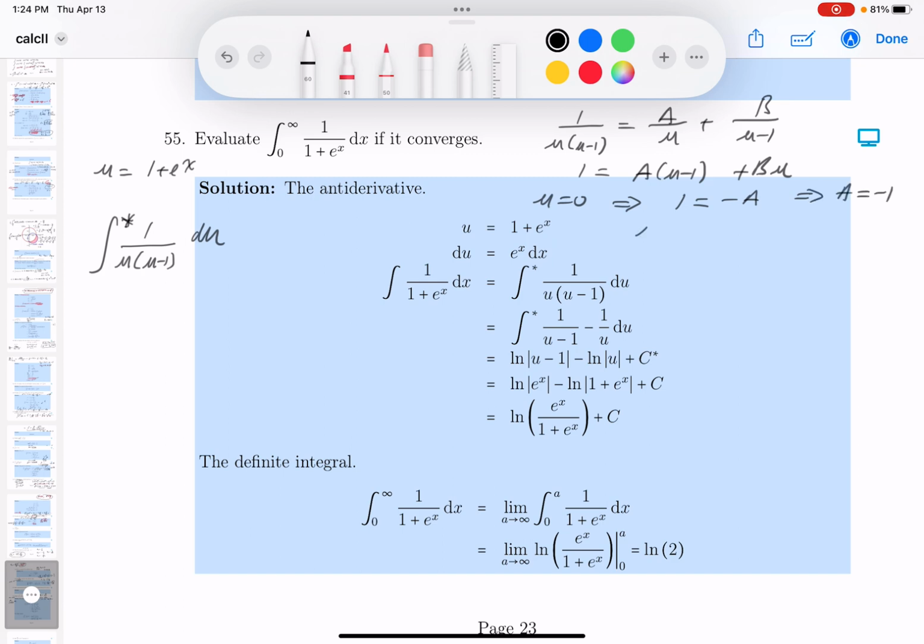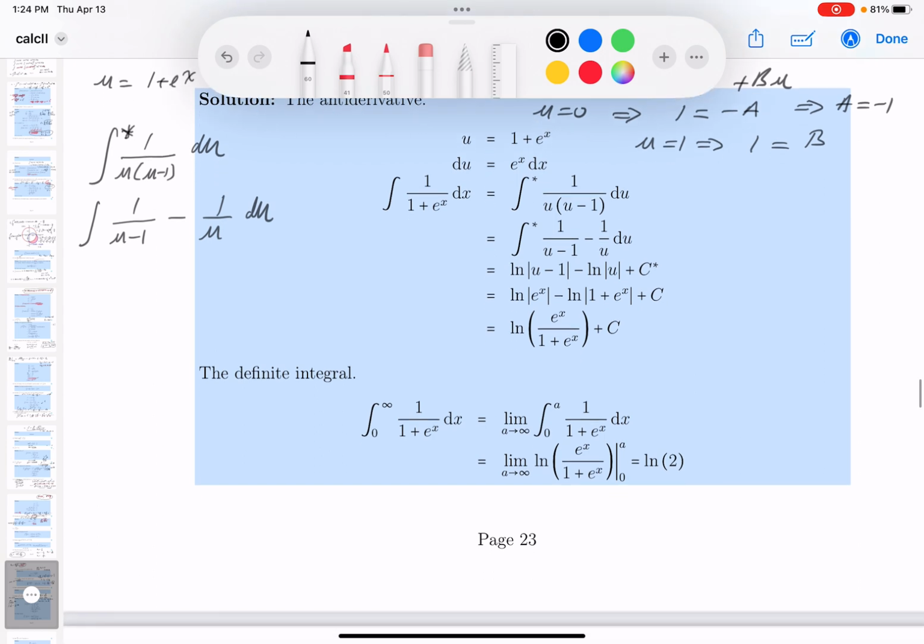All right? I'm going to pick another easy u. I'm going to pick u to be 1. What does that give me? On the left side, it's 1, but on the right side, I just get b. So I know b is 1. So I'm ready to write that down. I'm going to write in a different order, though. It's going to be b, which is 1 over u minus 1, and then minus 1 over u du. I can integrate that, and what do you get? You get the natural log, absolute value u minus 1, minus the natural log of u, plus some constant of integration.